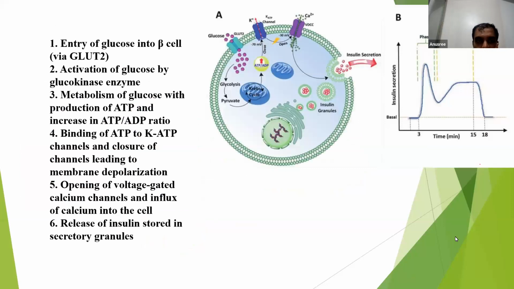Okay, this is how insulin is secreted, just briefly going through it. When there is a glucose load, glucose enters via the GLUT2 receptor into beta cells, and this leads to phosphorylation of glucose by the glucokinase enzyme, converting it to glucose 6-phosphate. Once this is converted, it is finally broken down to ATP, and there is an increase in the ATP-ADP ratio. This leads to ATP-dependent potassium channel closure, leading to membrane depolarization, which leads to calcium influx through the calcium channel and release of insulin stored in the secretory granules.